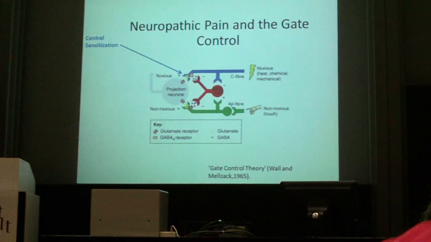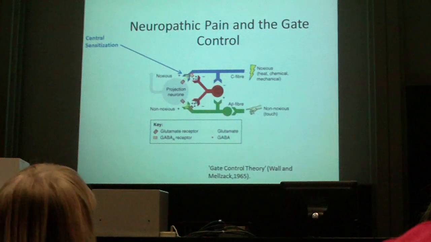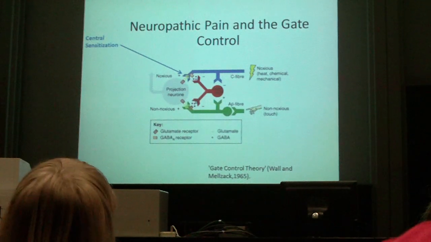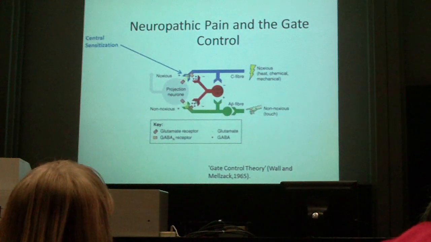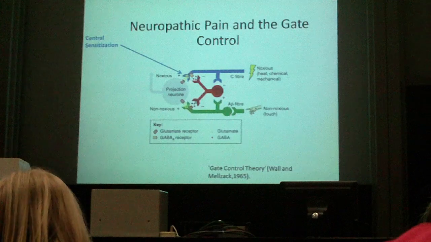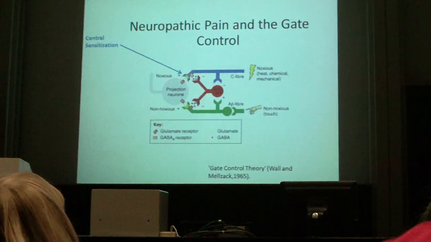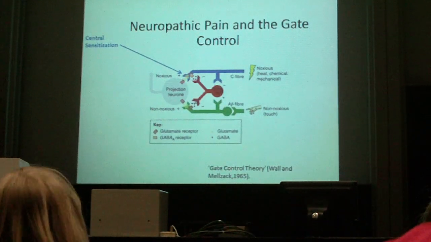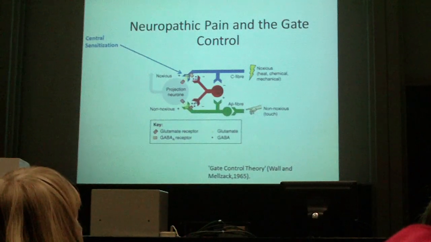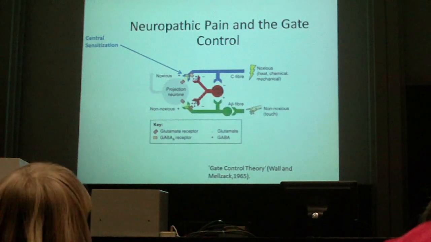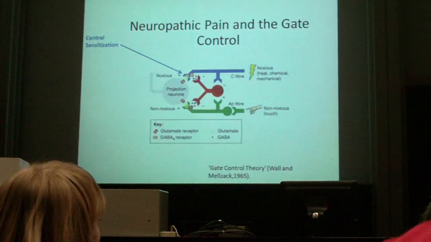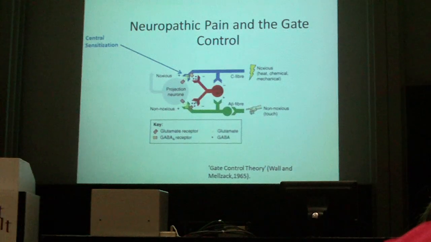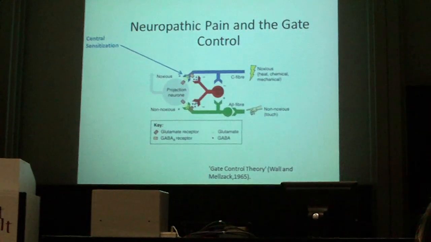Now, I pointed out here central sensitization, because the pain fiber comes in here, and as you may remember, a lot of action potentials come in, and there is of course a huge release of transmitters here. These are glutamatergic synapses. So glutamate is released, and here is a receptor. And one of the receptors for glutamate is NMDA. Did you ever hear about these receptors? NMDA and AMPA? Yes?